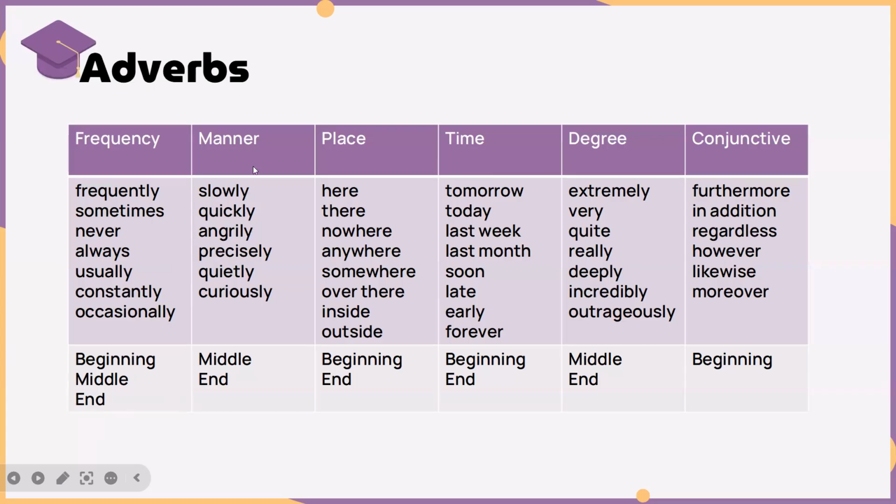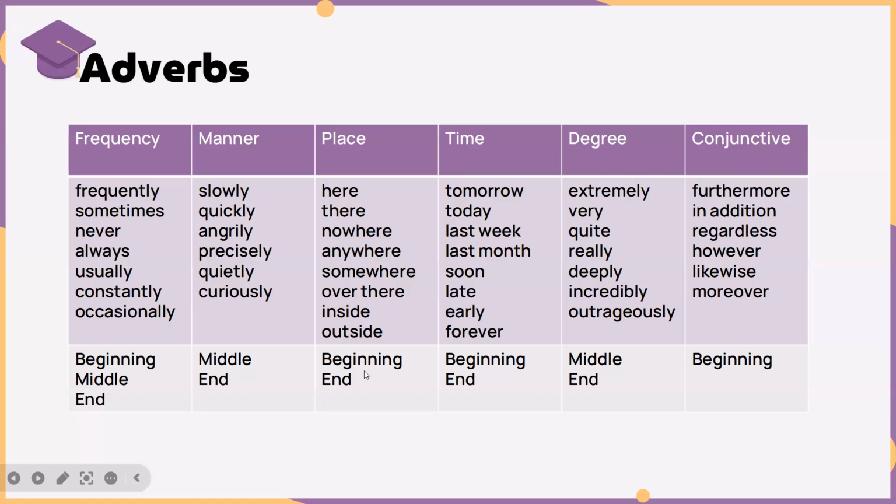The next type of adverbs that we have is what we call adverbs of manner. So like the way that you do something. So slowly, quickly, angrily, precisely, quietly, curiously. These can go in the middle of the sentence or at the end. I walk to school slowly, or I walk slowly to school.